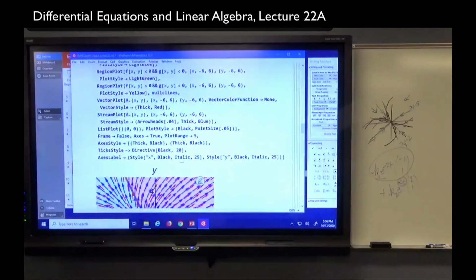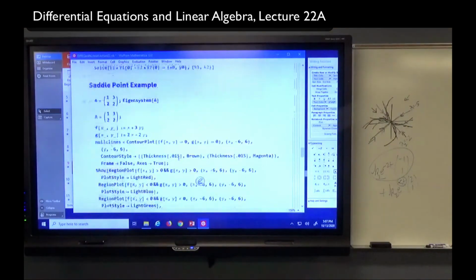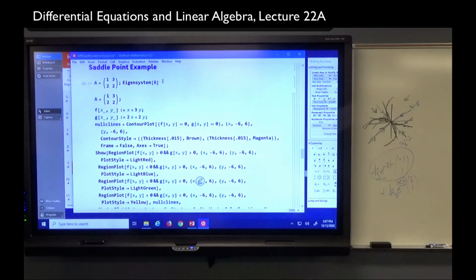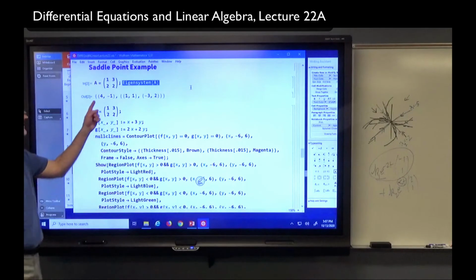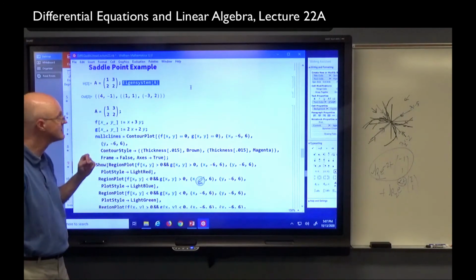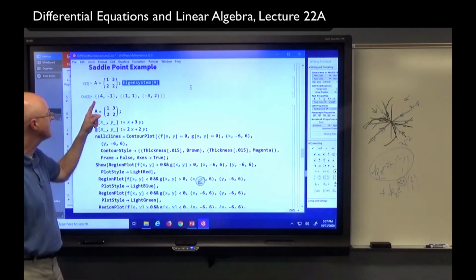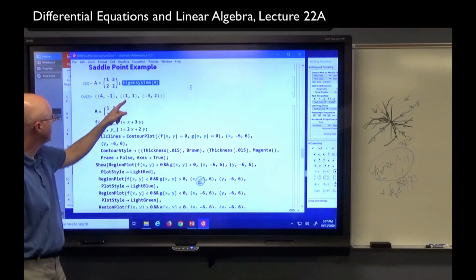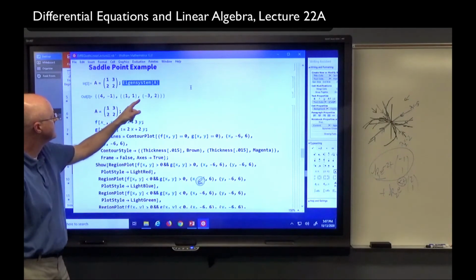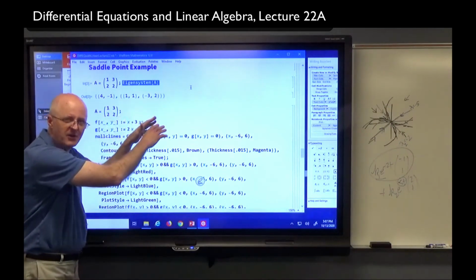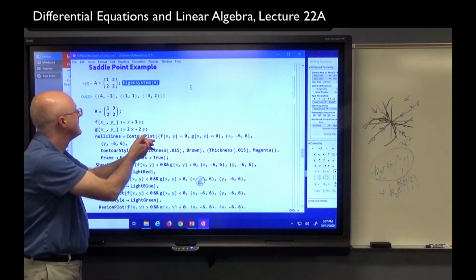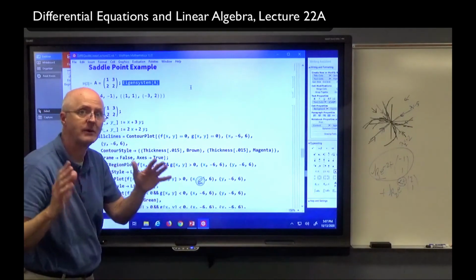So we are on our saddle point example here. By the way, Eigensystem in Mathematica like this can compute both eigenvalues and the corresponding eigenvectors. For this saddle point, eigenvalues are 4 and negative 1. The eigenvector corresponding to 4 is (1, 1). The eigenvector corresponding to negative 1 is (negative 3, 2). But again, I could have taken any non-zero multiples of those as well by hand. And Mathematica won't necessarily always pick the ones you pick.